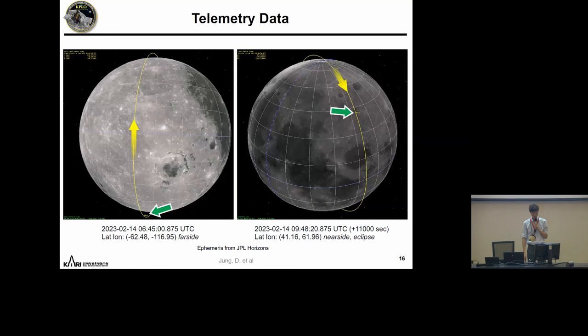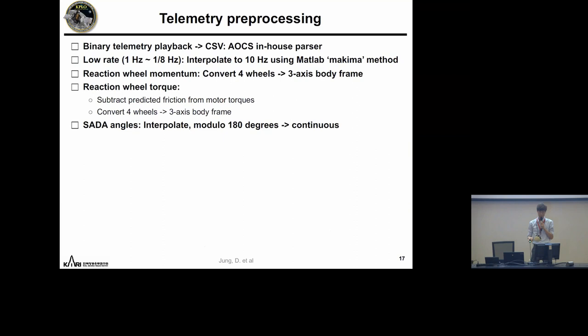So this is the range of telemetry data that we use. It was from February 14th of this year, about two lunar orbits, starting from the far side, and then two orbits later, ending on the near side, which is in eclipse, the dark side. We did a little bit of pre-processing using an in-house parser and a little bit of interpolation, some data massaging.